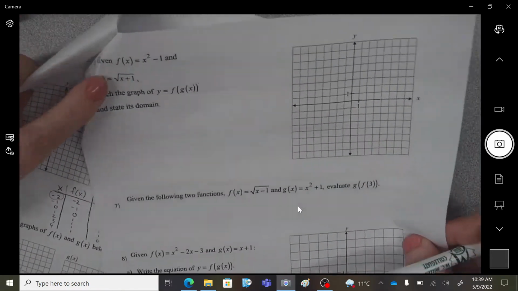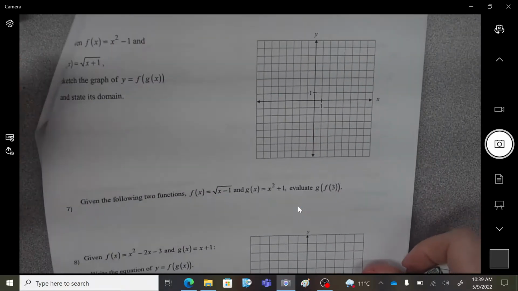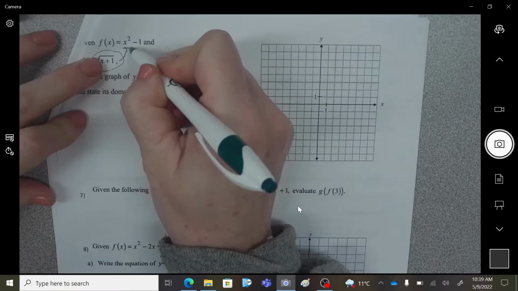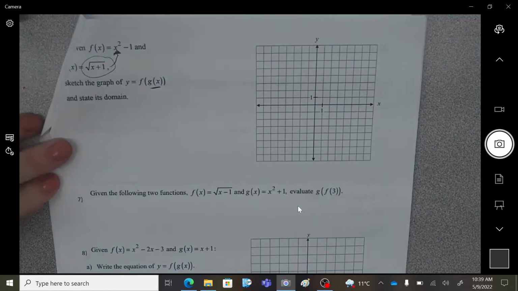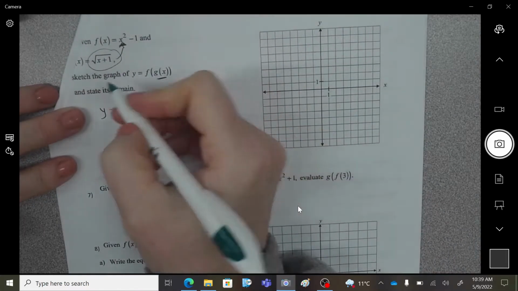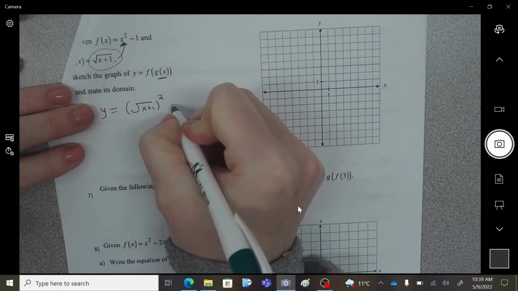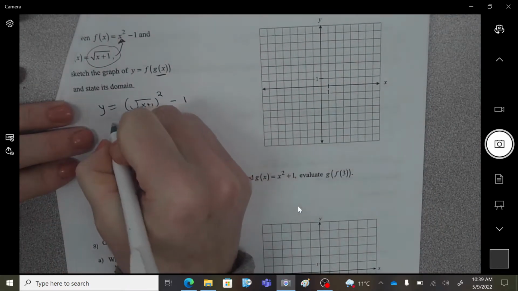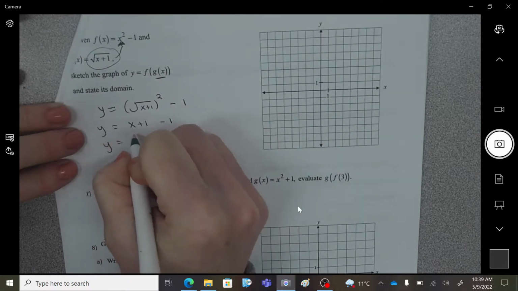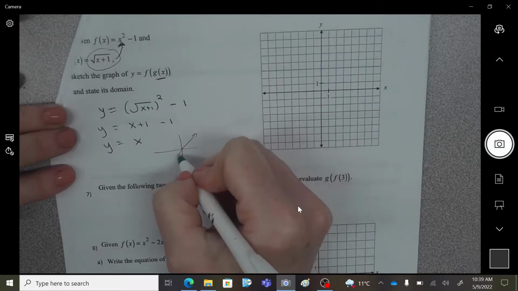We have been given the f and the g. Sketch f of g of x. So we're inputting the g into the f. So y equals, I can use that because that is labeled y, the square root of that squared minus 1. Now squaring that cancels, and I get just x, which is going to be a line like that.